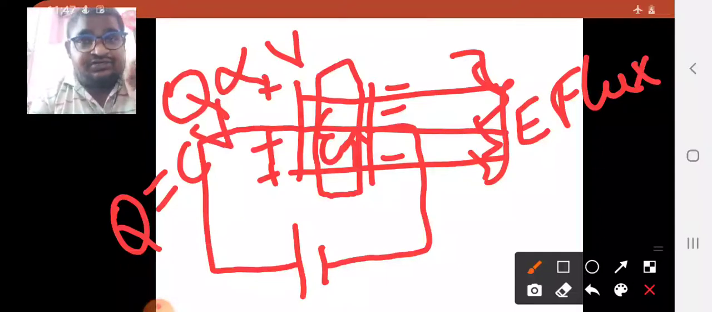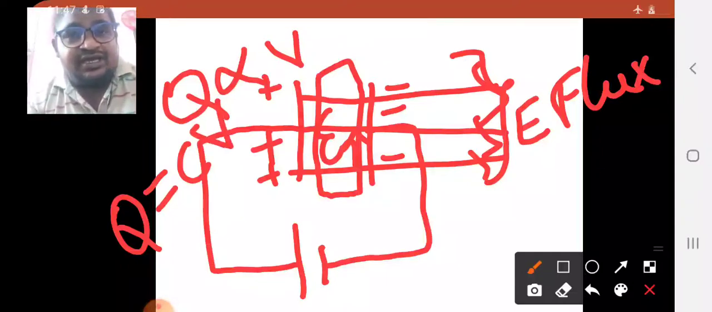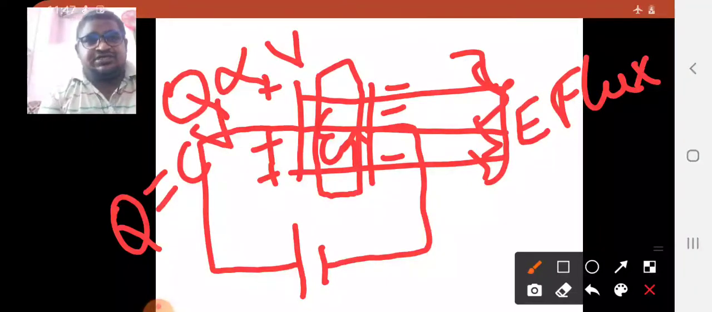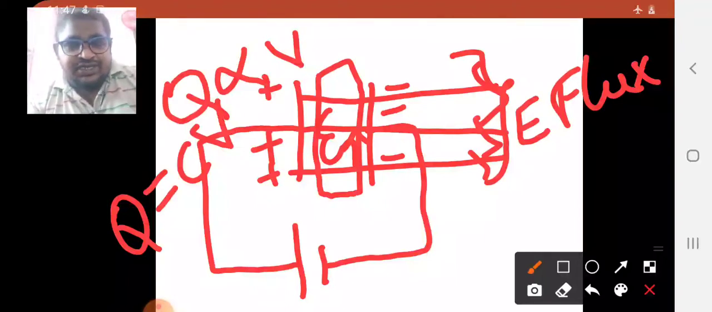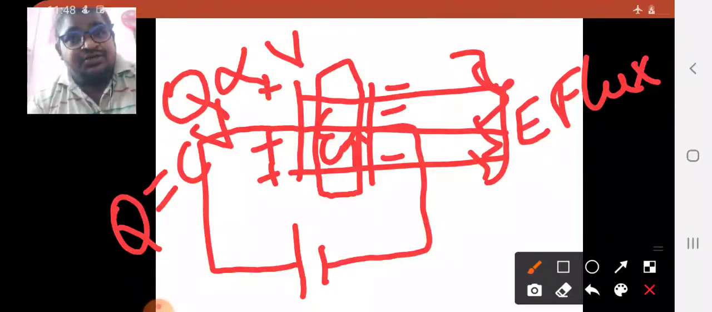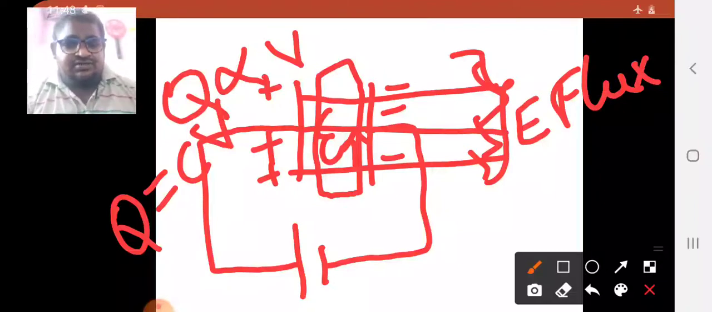Now what is that V? V is the electric potential. What is electric potential? Electric potential is the capacity of a charged body to do some work in an electric field, or the work done by a unit positive charge, or the energy required to move a charge from infinite distance into the electric field.